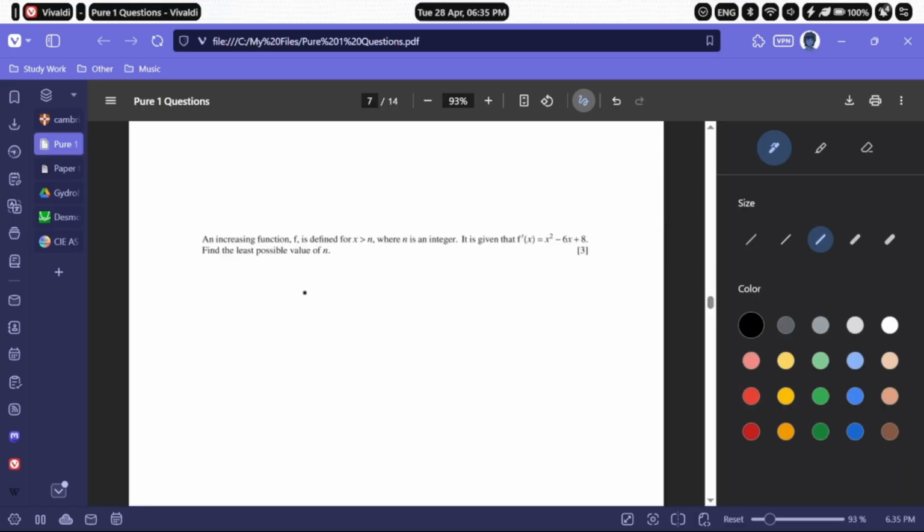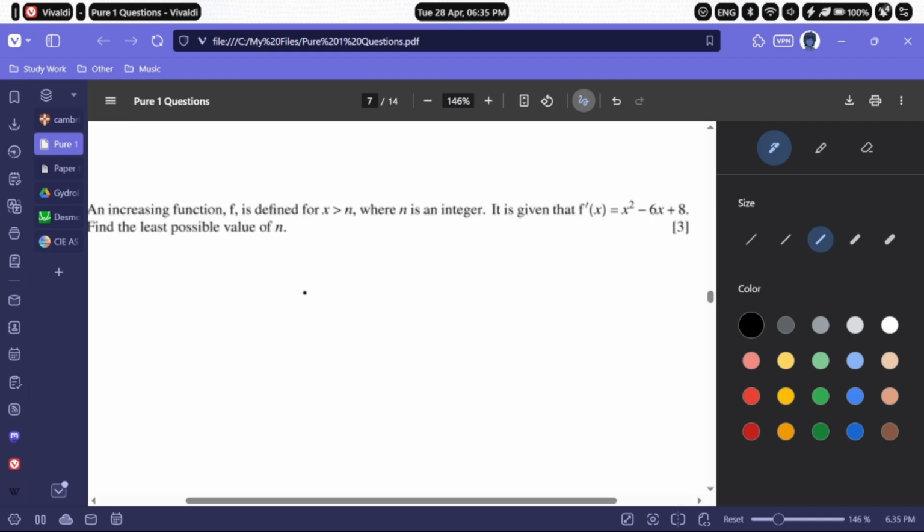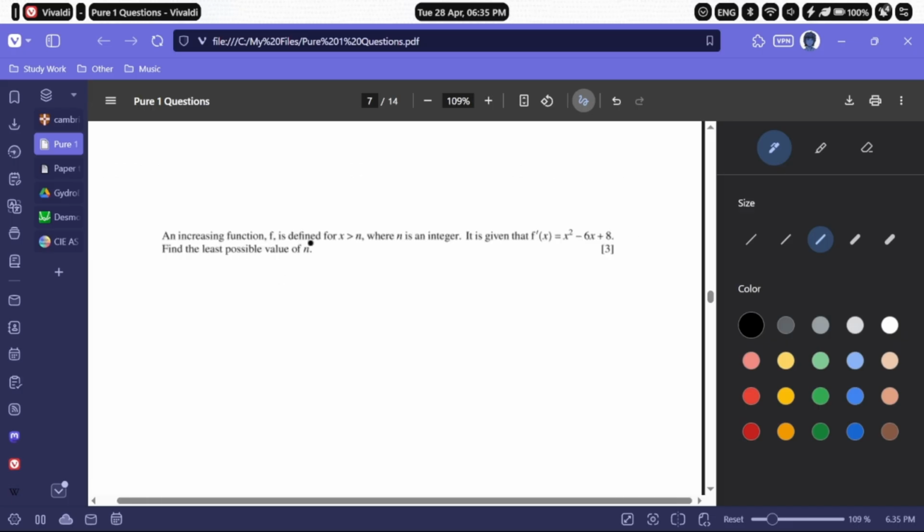So my point of doing this was that now I can talk a bit about this question over here. Your increasing function f is defined for x greater than n. It is given that the gradient function is this quadratic. Find the least possible value of n. For these types of functions, you can start by finding the vertex, or you can write it in the root form. Either way works.